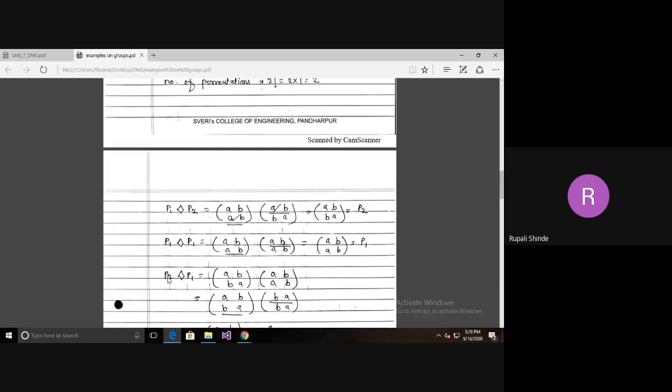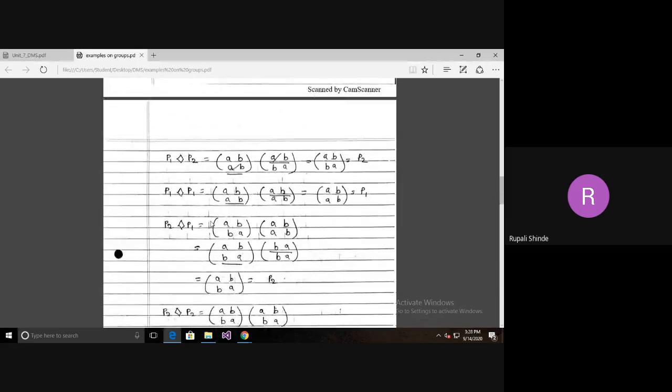Now we have to find the value for P2 with P1. The value for P2 is AB, BA, which we have written over here, and the value for P1 is AB, AB. Now check whether the second and third elements are the same. No, the second element is BA and the third element is AB. To make these two elements the same, we have to change this AB into BA. We just have to interchange the columns. So after interchanging these two columns, we will get BA, BA.